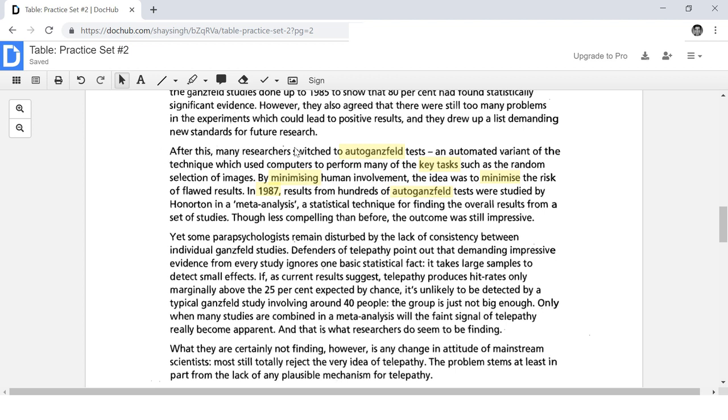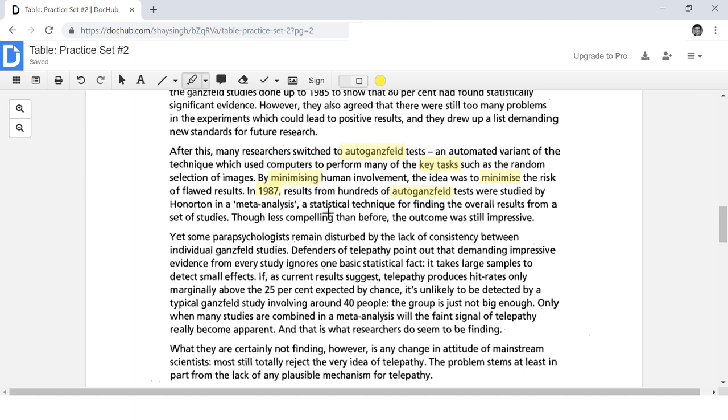After this, many researchers switched to Otto Gansfeld tests, an automated variant of the technique which used computers to perform many of the key tasks such as random selection of images. By minimizing human involvement, the idea was to minimize the risk of flawed results. Do you see the answer? I already see it.